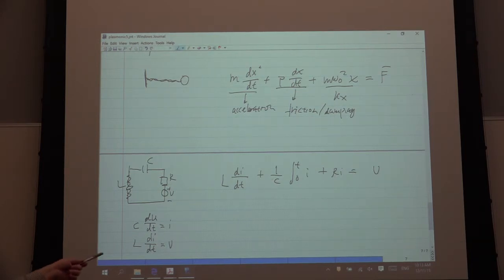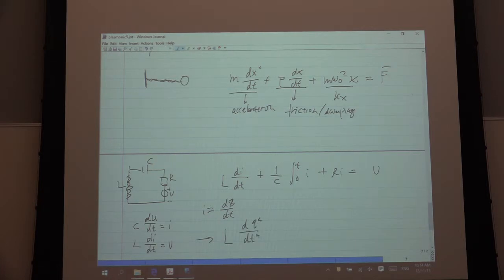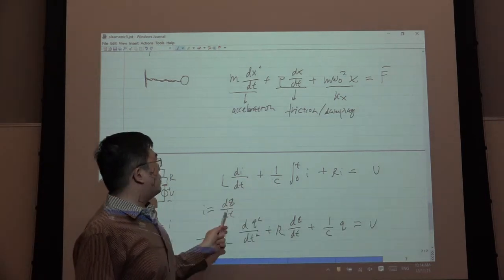L di/dt, plus the integral of I over C, from 0 to t, equals V. So here, if I make I equal to dq/dt, everyone knows that is charge, we'll see what happens. It's very magic. L d²q/dt² plus R dq/dt plus 1 over C q. You can see I is dq/dt, and the integral gives q.